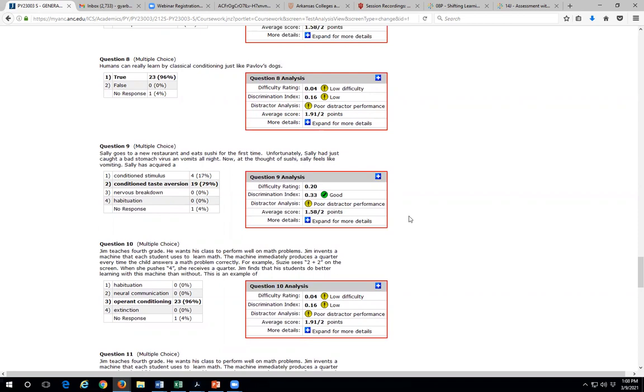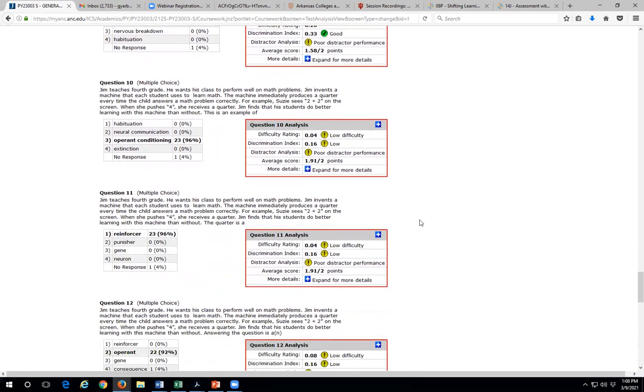Sally goes to a new restaurant and eats sushi for the first time. Unfortunately, Sally had just caught a bad stomach virus and vomits all night. Now, with the thought of sushi, Sally feels like vomiting. Sally has acquired a conditioned taste aversion.